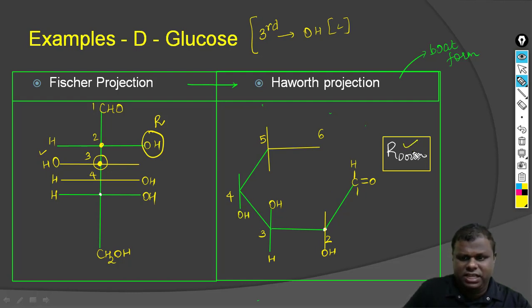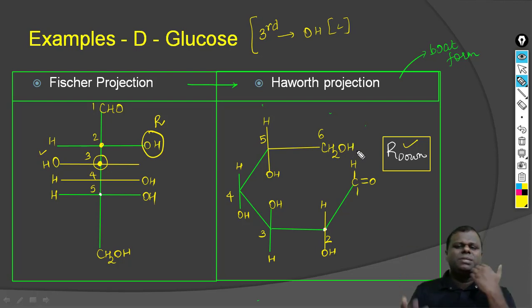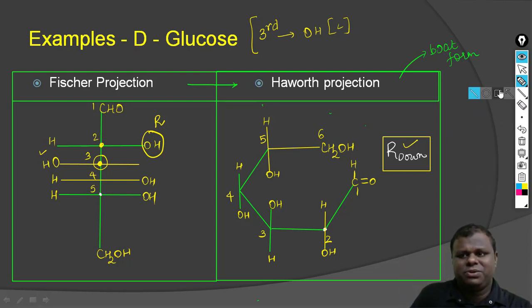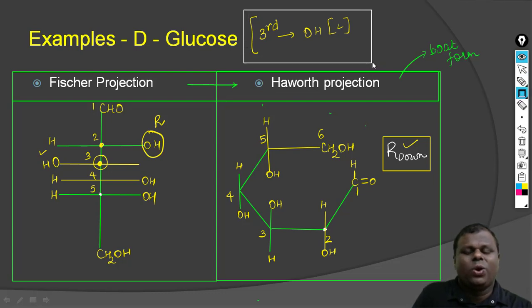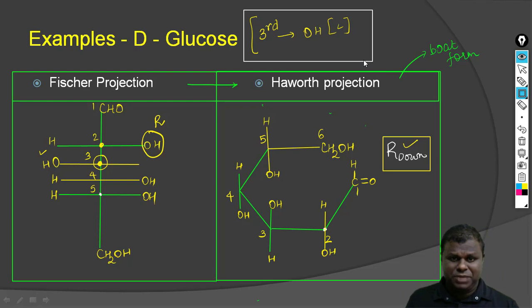So please have a look: right, down, right. Then the fifth carbon has OH at the bottom, or you can say down, right? The unoccupied positions, the empty spaces, are basically hydrogen, and the sixth carbon is not chiral, so this is nothing but CH2OH, right? So this is a very simple way to convert a Fischer projection to a Haworth projection. I hope this becomes very clear, because if you are clear with this concept, then drawing the structure of biomolecules will not cause you any discomfort. So this was all about the examples of conversion of Fischer projection to Haworth projection.